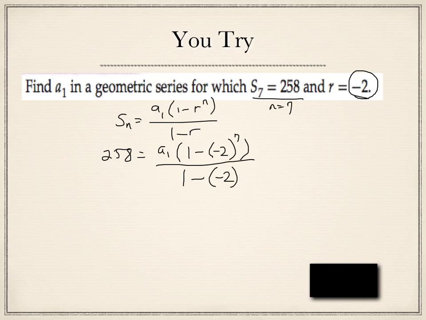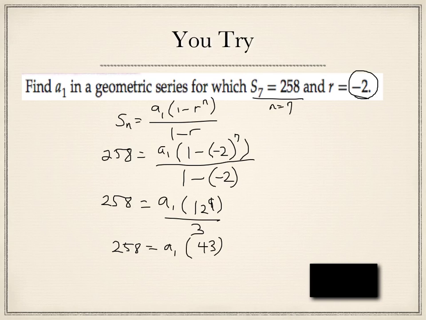Okay? And if we simplify this, we get 258 equals A sub 1 times 129 all over 3. And 258 becomes then A sub 1 times 129 divided by 3 is 43. And if you divide both sides by 43, you will get A sub 1 equals 6. Okay? So that's going to be my first term in this sequence, in this series.